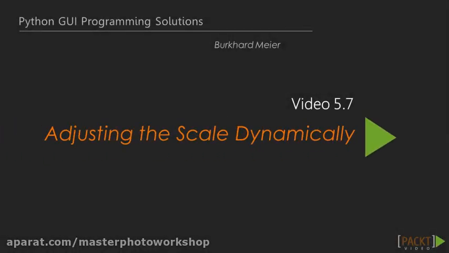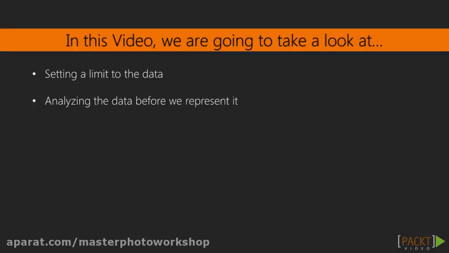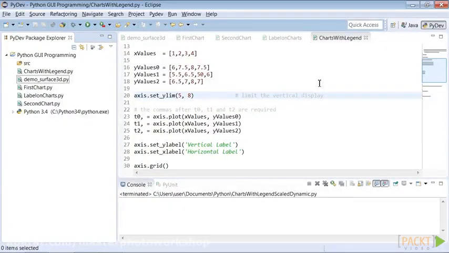In the previous video, we learned how we can limit the scaling of our charts. In this video, we will go one step further by dynamically adjusting the scaling by setting both a limit and analyzing our data before we represent it. We will enhance the code from the previous video by reading in the data we are plotting dynamically, averaging it, and then adjusting our chart.